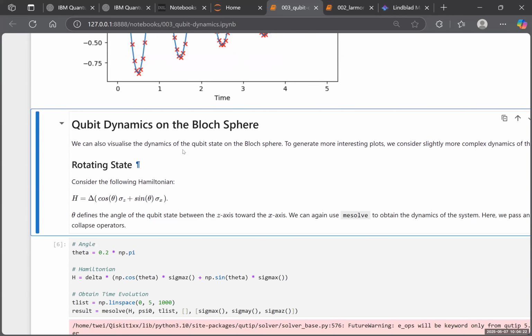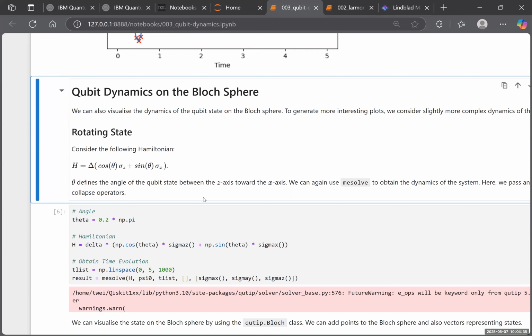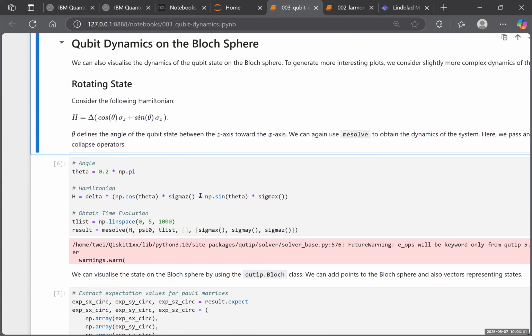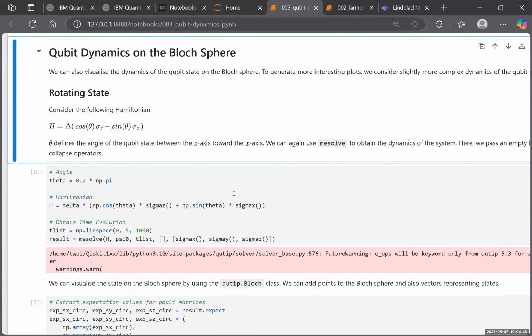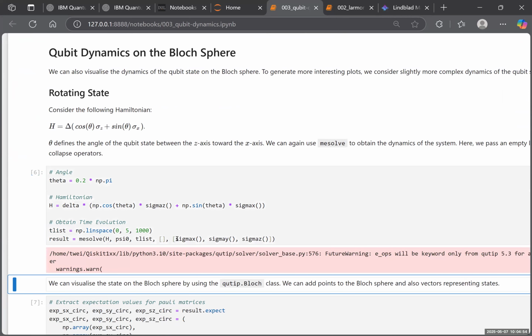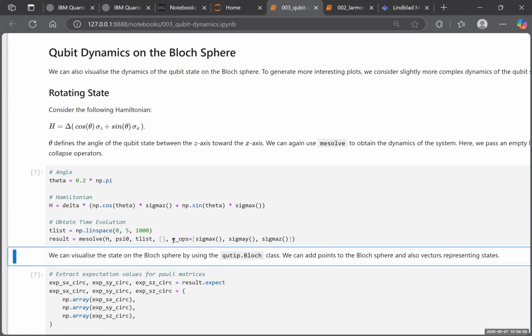Yeah, the qubit dynamics block here. So now the Hamiltonian is sigma z and sigma x. So they are still in the xz direction with angle theta. Here we pass an empty list of collapse operators, meaning that now it's real unitary dynamics. Okay, as we have seen, we need to use this keyword.